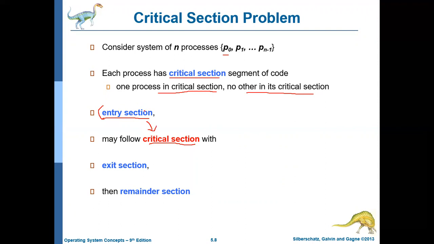If there are currently no processes in their critical section, then this process will enter the critical section and perform the task specified in it. Then it will come to the exit section.